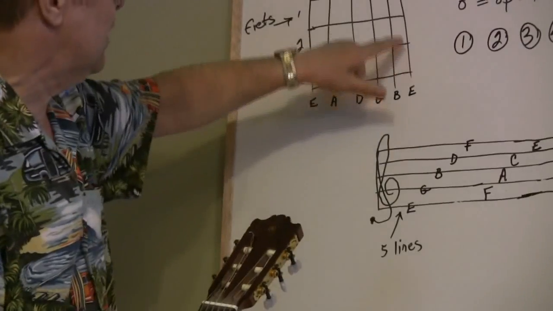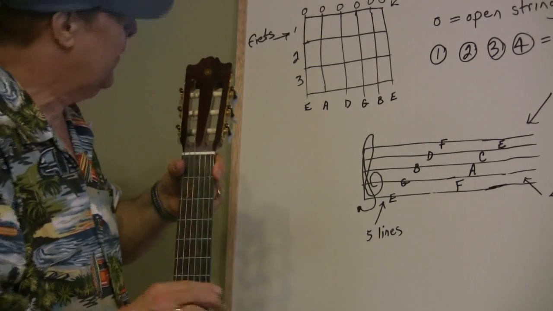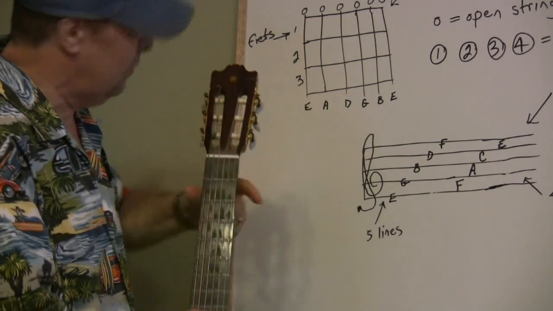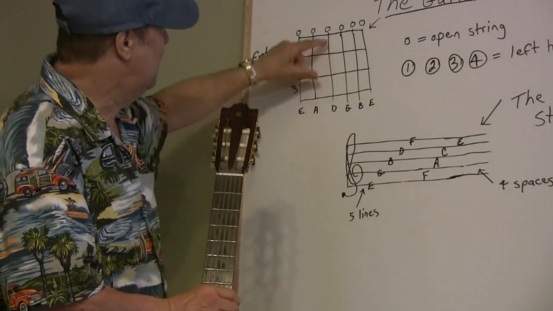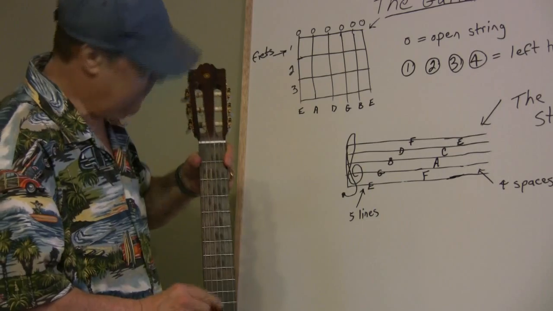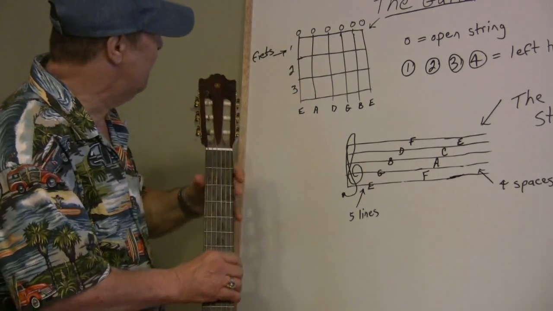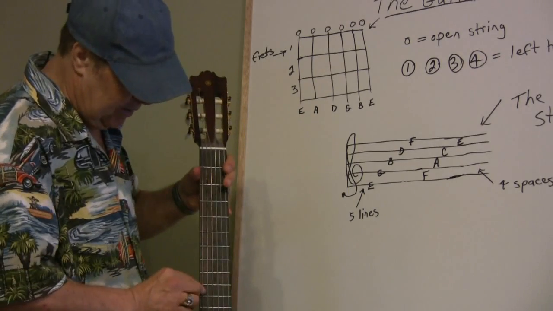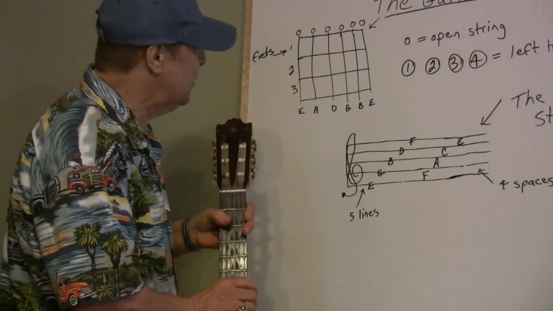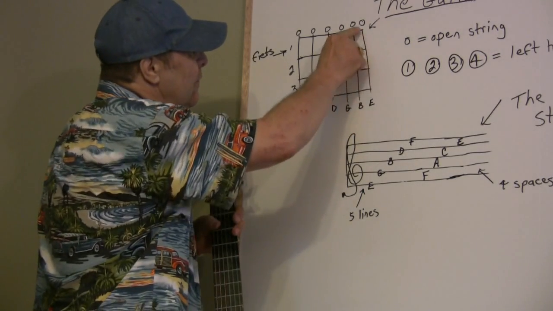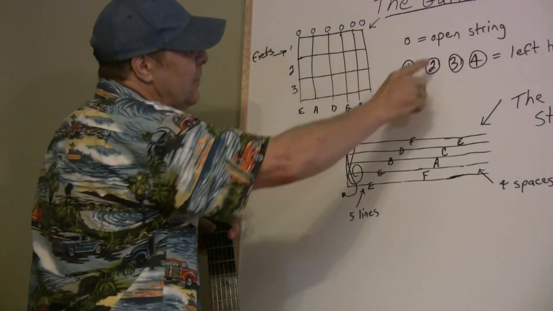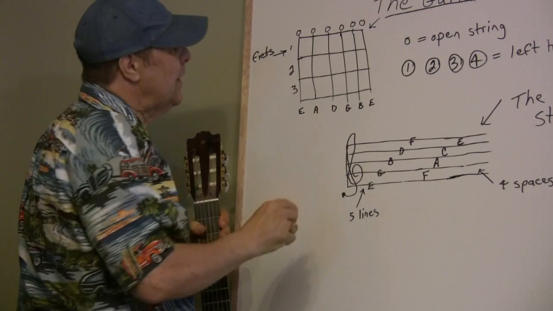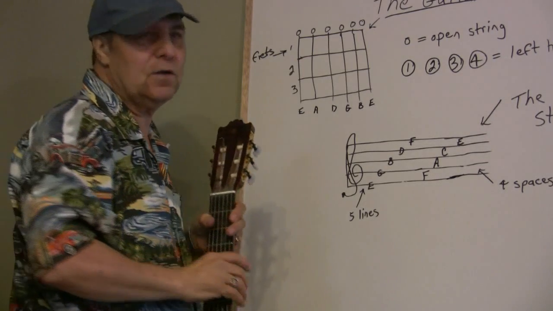So we have string 1, which is this string here. String 2, which is this string. String 3, which is that string. String 4, which is this string. String 5, which is this string. And string 6, which is this string. Now these are the names of the strings. If we were to play this first string, that little 0 on the top indicates an open string. All those little zeros mean that these strings are to be played open. In other words, no fingers on the strings.